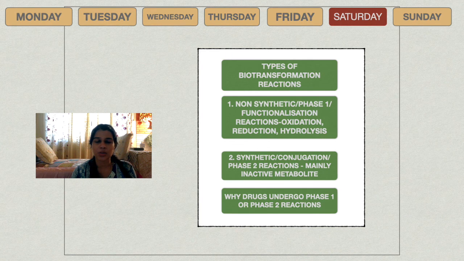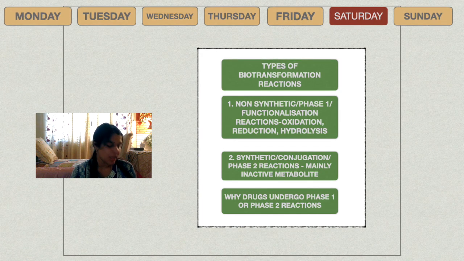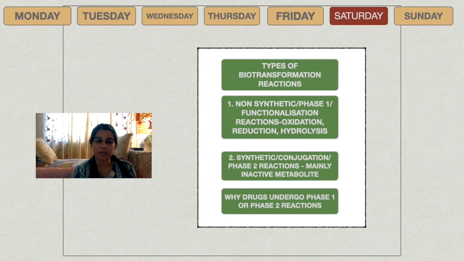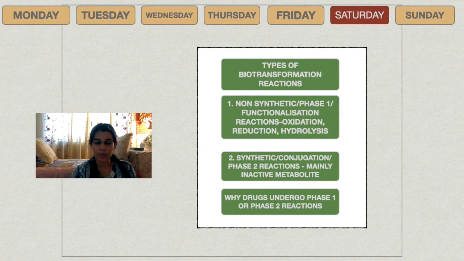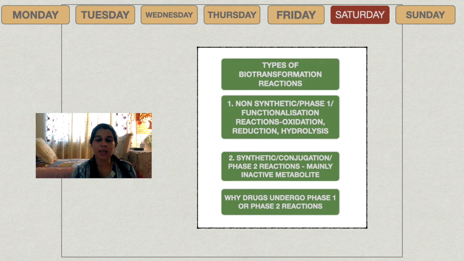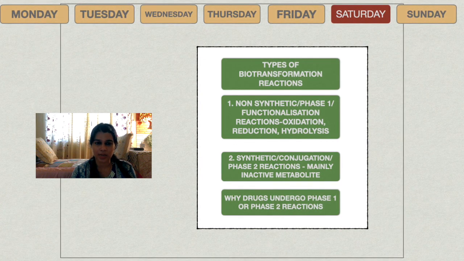Phase 1 reactions, also known as non-synthetic reactions or functionalization reactions. So why are they called like that? Because they are degradative reactions, and generally what happens is the drug is converted to a small polar or non-polar metabolite. It can be both types, and it occurs by the introduction of a new group. So that's why it is known as functionalization reactions.